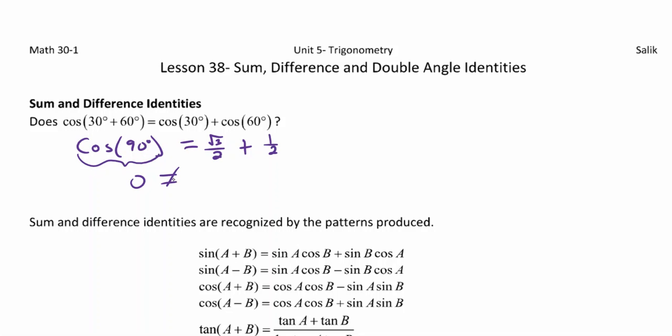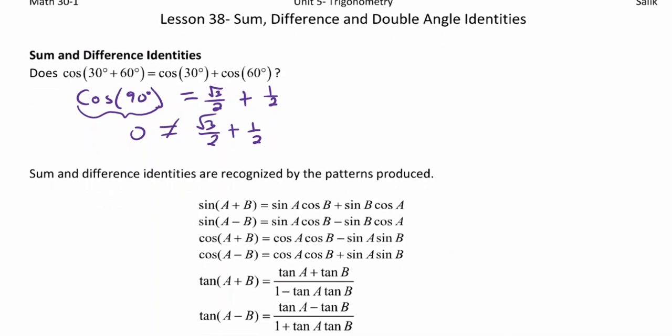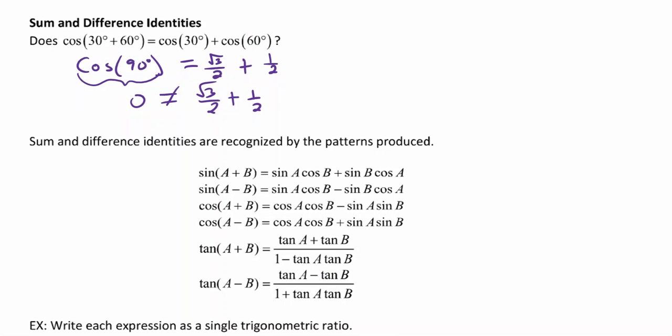And 0 is not equal to root 3 over 2 plus a half. So this doesn't look like it's going to work out at all, does it? That's kind of the only point I was trying to make there, is that that doesn't work. But we do end up with these different patterns here. So you see cos of 30 plus 60. That's one of our identities.